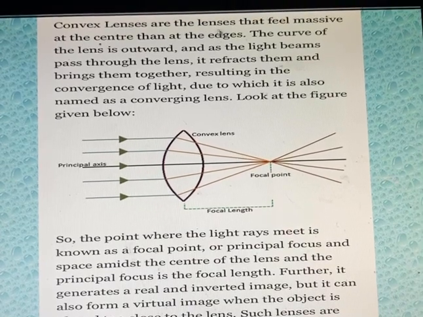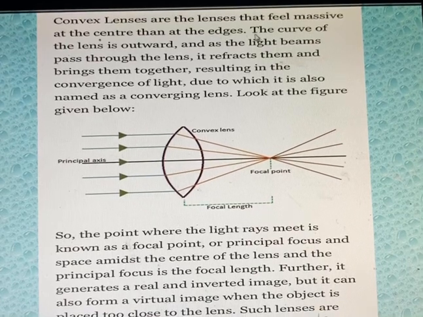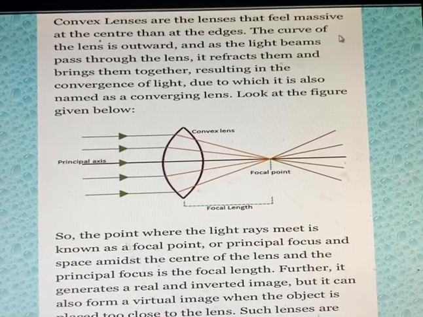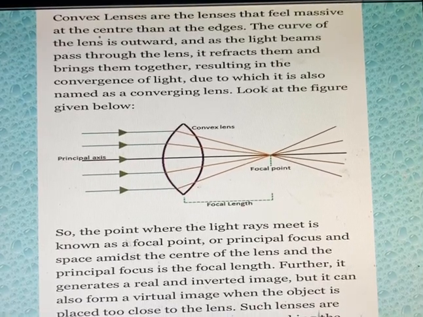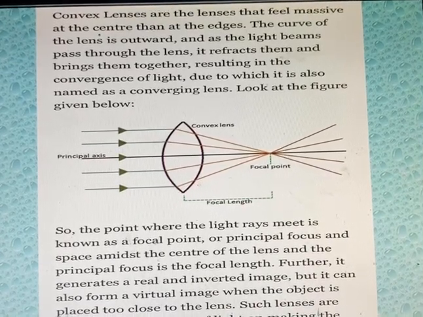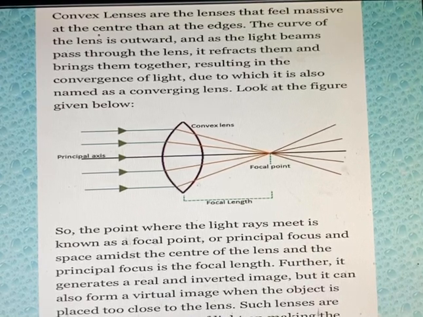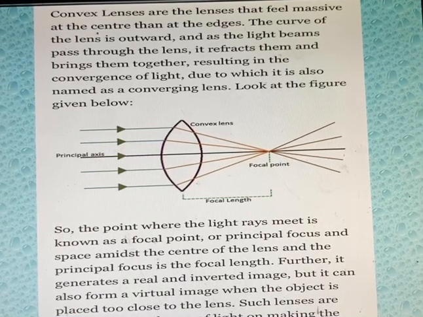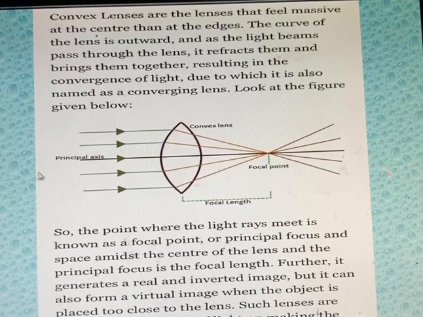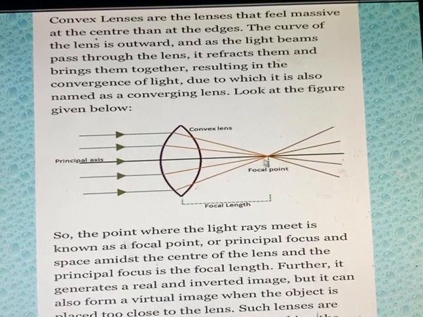Convex lenses are the lenses that are massive at the center and thinner at the edges. The curve of the lens is outward. As light beams pass through the lens, it refracts them and brings them together, resulting in the convergence of light, due to which it is also named a converging lens. Look at the figure given below. Right? That is the focal point.